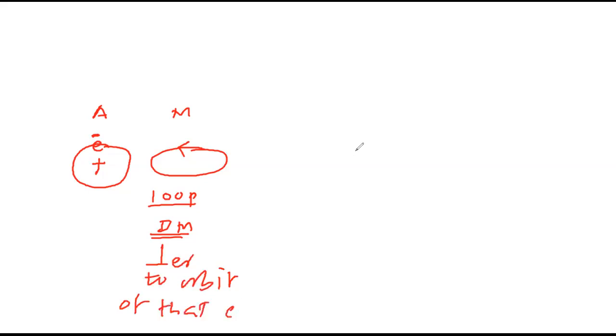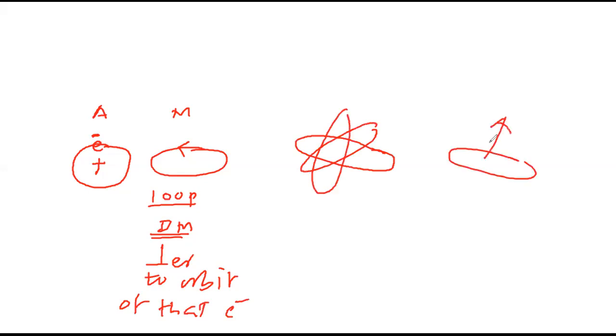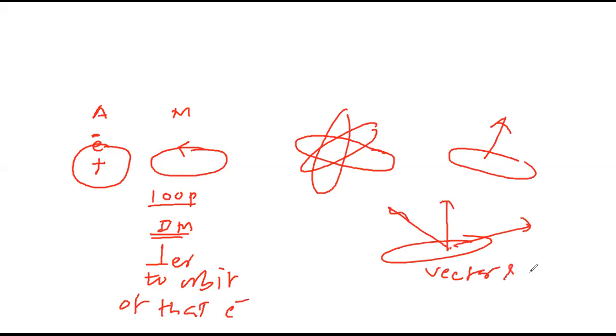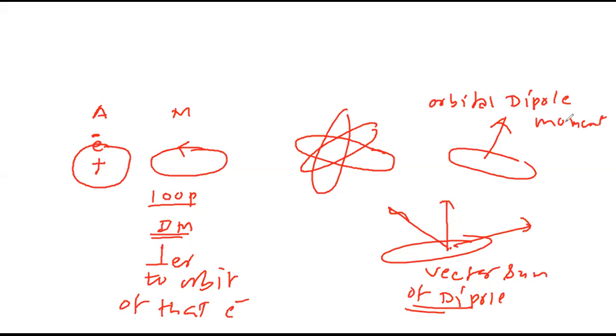Now we don't have only one electron in a substance. So this is suppose one orbit, this is second orbit, this is third orbit. So हर एक orbit का dipole moment is perpendicular to that orbit. So there will be different orbit, so different dipole moment. Resultant dipole moment is the vector sum of dipole moments due to electron in different orbit. This is called as orbital dipole moment. That means because of electron orbiting, we have got orbital dipole moment.